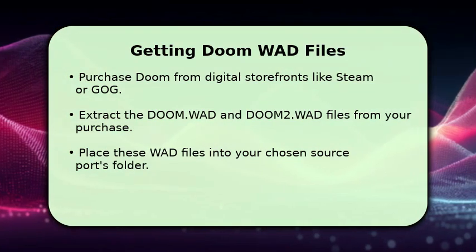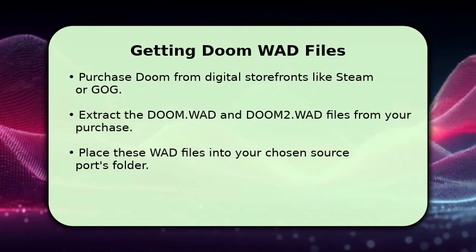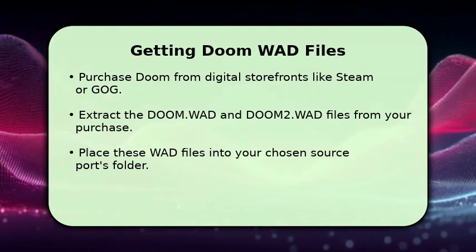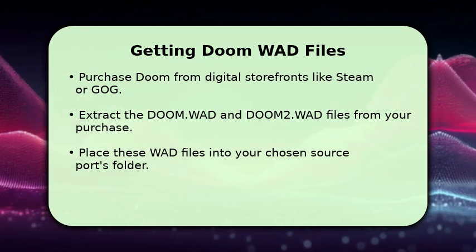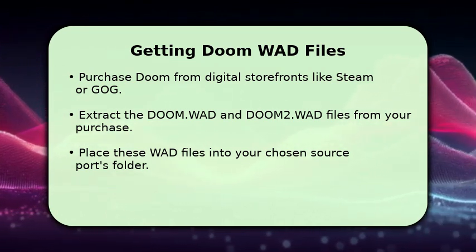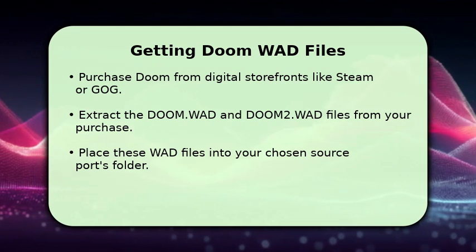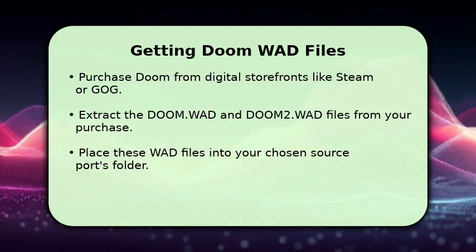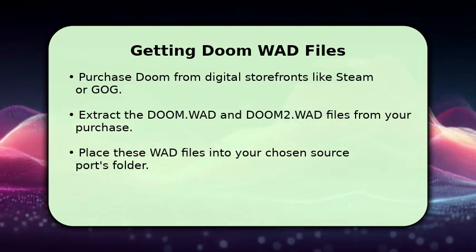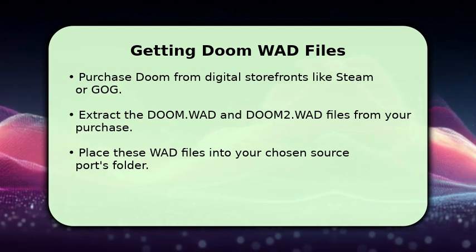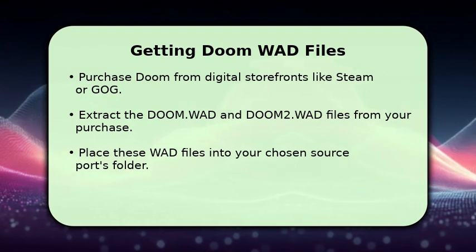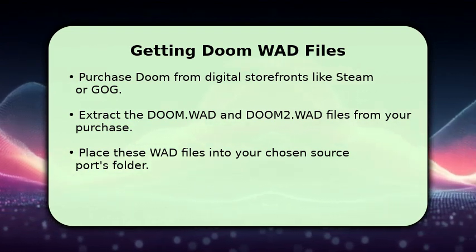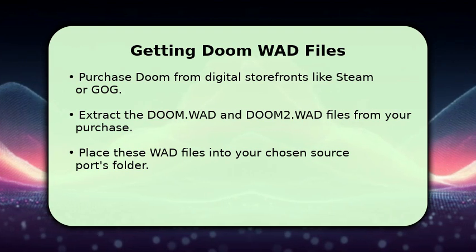To play Doom, you'll need the original game data, known as WAD files. The easiest way to get these is by purchasing Doom or Doom 2 from digital platforms such as Steam or GOG. Once purchased, locate and extract the DOOM.WAD and DOOM2.WAD files from the game's installation directory. These small files, typically around 12 to 15 megabytes each, are the heart of the game and must be placed into your selected source port's folder.